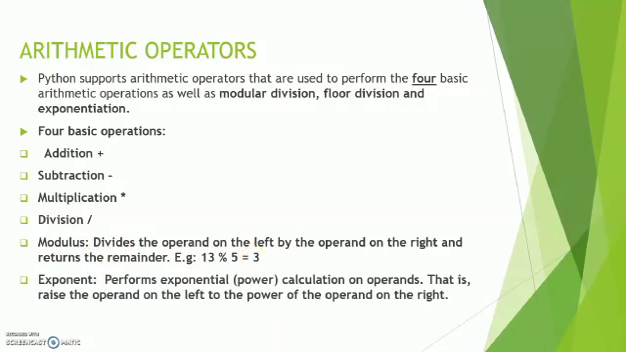Now exponent, you have heard about this. It performs the exponential, which is the power calculation, on operands. That is, it raises the operand on the left to the power of the operand on the right. For example, we have 3 exponent 4. Normally we see this 4 written up here as a superscript. That means we are going to multiply 3 four times. So exponent, modulo, and these 4 basic operations are the arithmetic operators in the Python programming language.